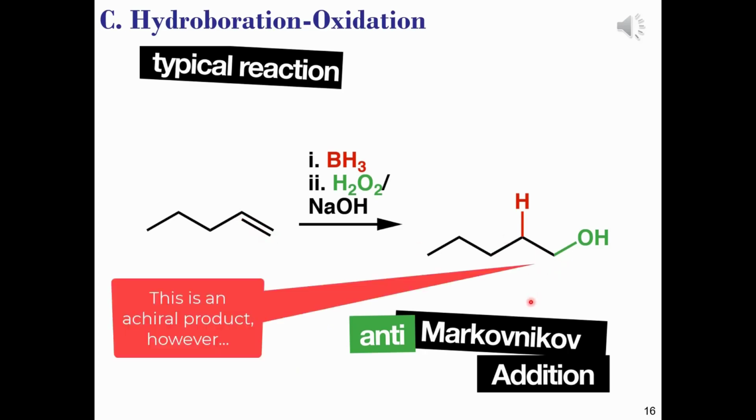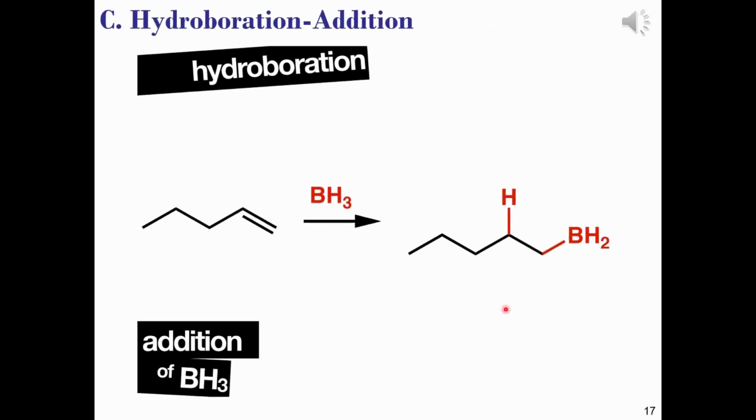Let's have a look at the reaction mechanism of this reaction now. In the first step, borane behaves as the electrophile by accepting the pi electrons into its empty p orbital, and this allows boron to have an electron octet. A very interesting characteristic of this process is that it does not require any activation by a catalyst.